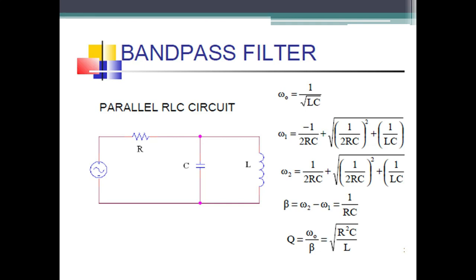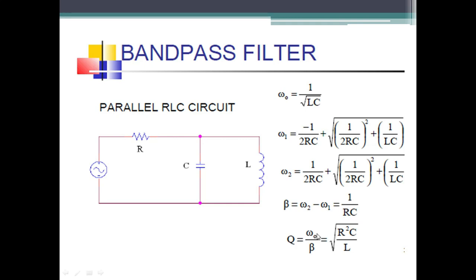Then the parallel RLC circuit. In the case of the parallel RLC circuit as a band pass filter, the resistance is in series with the voltage source, and the inductor and capacitor are connected in parallel. Here we find the angular frequency omega 0, which is equal to 1 upon root of LC. Then omega 1 and omega 2 are the lower and upper cutoff frequencies, and the bandwidth beta is equal to omega 2 minus omega 1, which is equal to 1 upon RC.